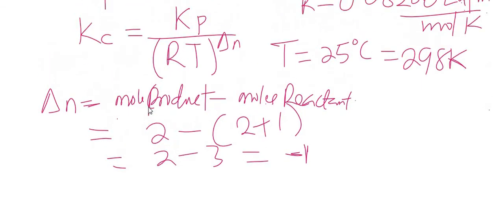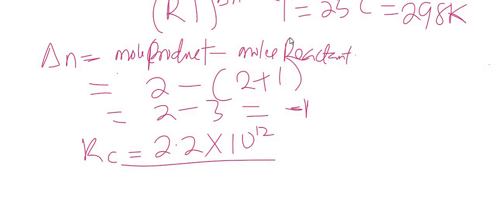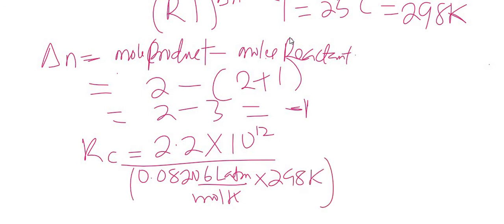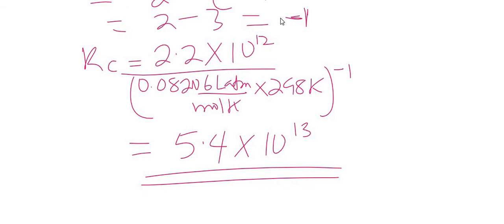So we're going to plug this value into our Kc. Our Kc is going to be Kp, which is 2.2 times 10 to the power 12, divided by our R, which is 0.08206 liter atmosphere per mole Kelvin, times 298 K, raised to the power -1, which is our delta N. So when we plug this into our calculator, it gives us 5.4 times 10 to the power 13. So this gives us our value of Kc.